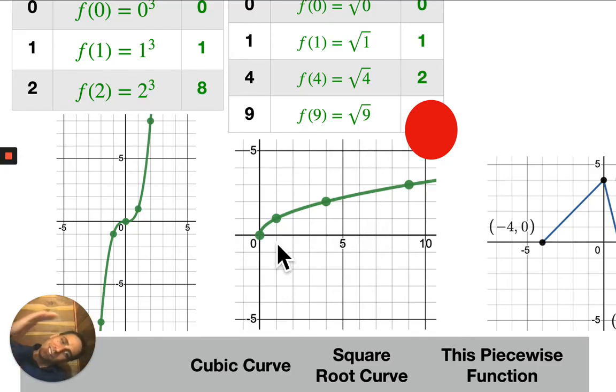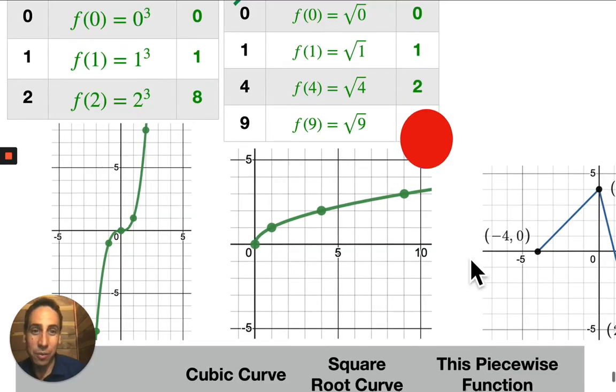Like if you look at it on its side, if you turn your notes to the side, you get an exact perfect shape of a parabola. It's just sideways. So we're going to call this a square root curve right here, and that's another parent function.